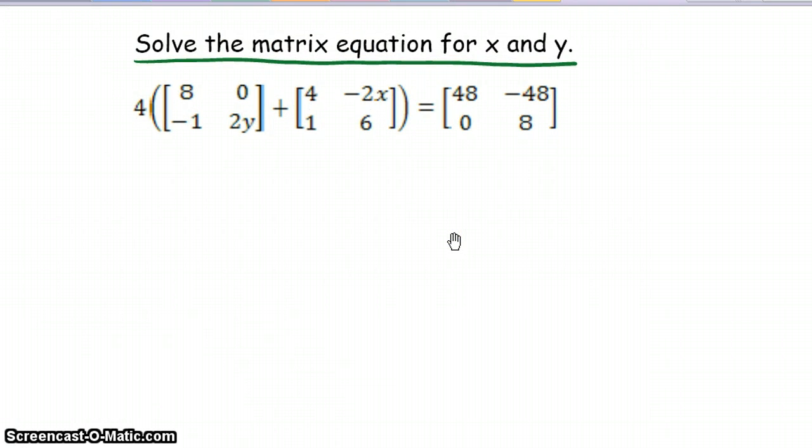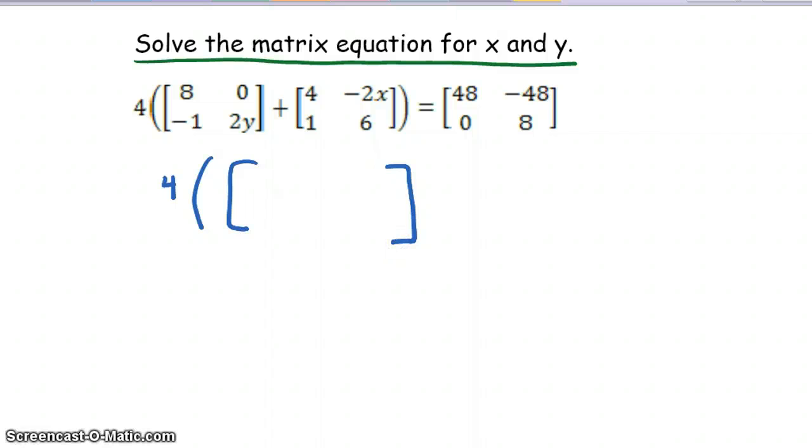What you have to do is follow the order of operations carefully. So if you notice that the scalar 4 is on the outside of the parentheses, first we're going to work with the inside of the parentheses by adding these matrices. And if the numbers add up, we'll add them up. If not, we'll leave it as an expression.